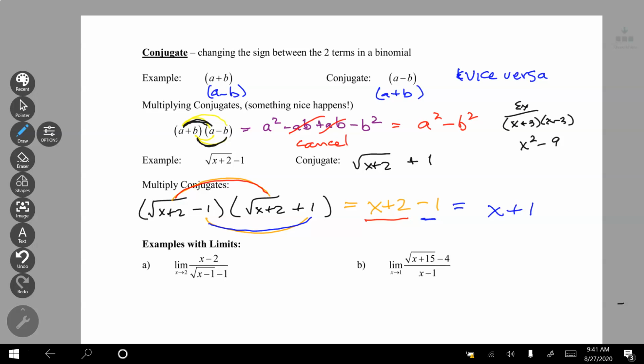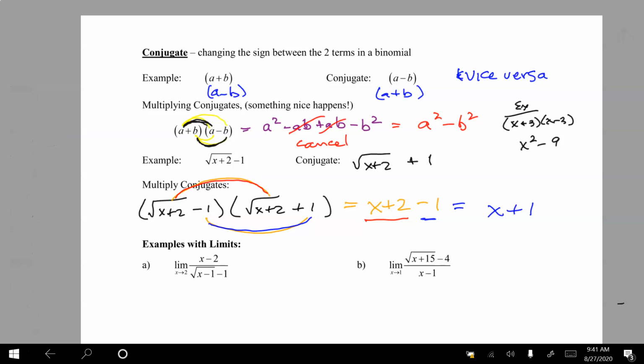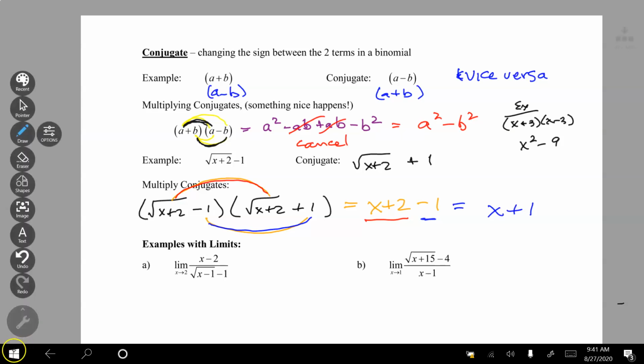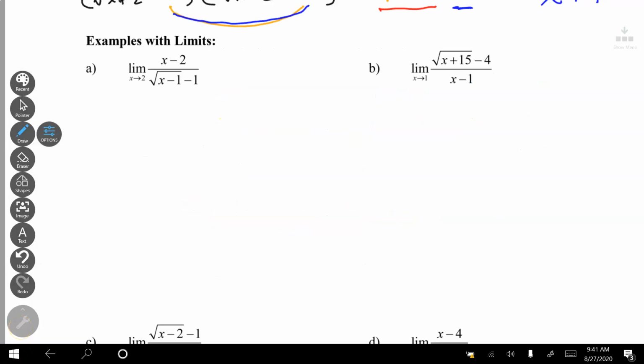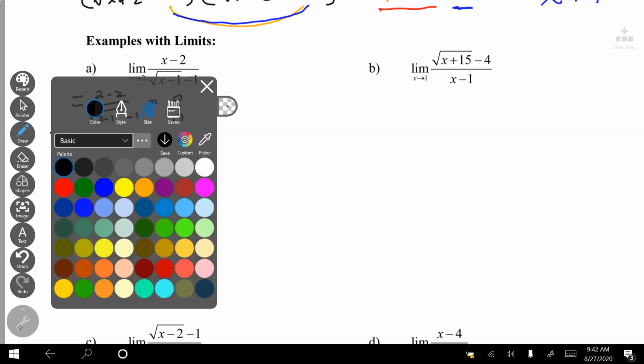So the idea is that we're going to do this on limits, because we're going to see limits that have these weird square root symbols, and I don't really like them. So I'm going to use the conjugate. My first rule with limits is plug in the number. So I'm going to plug in 2. I get 2 minus 2 over the square root of 2 minus 1 minus 1, and I get 0 over 0.